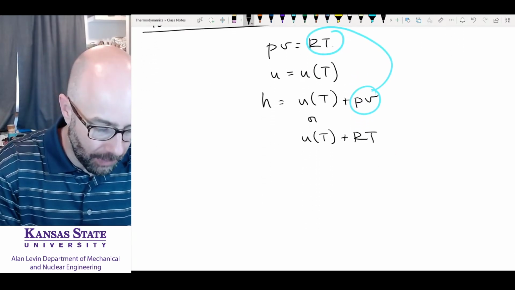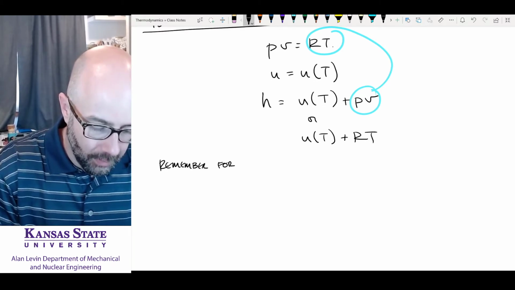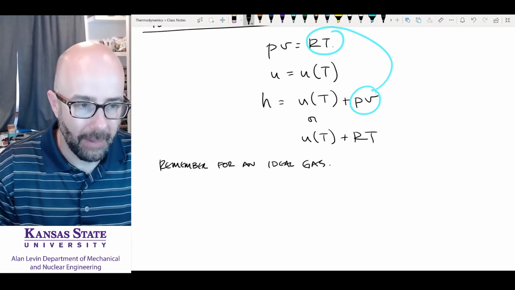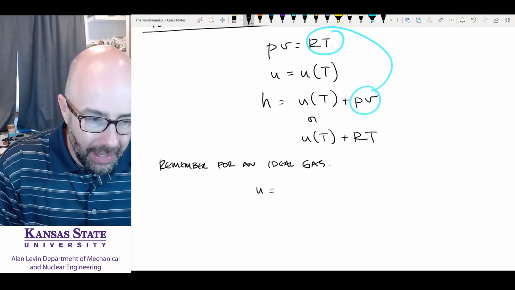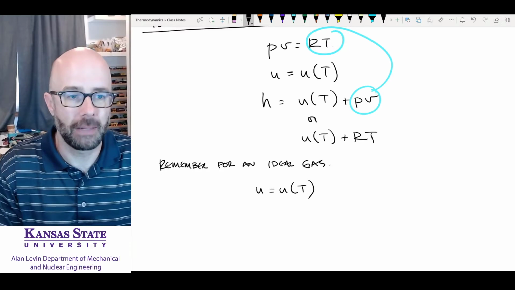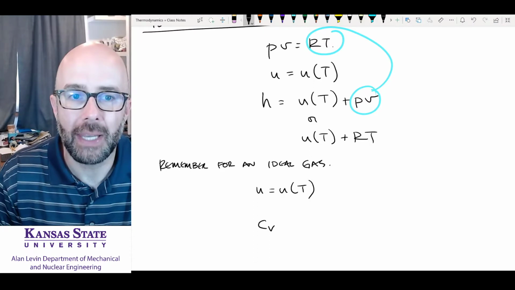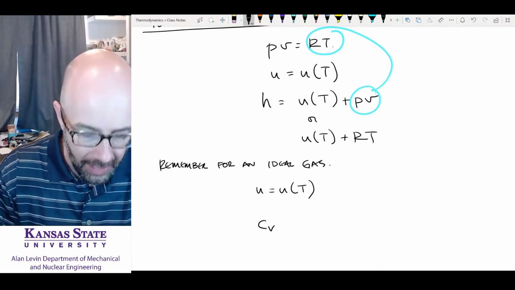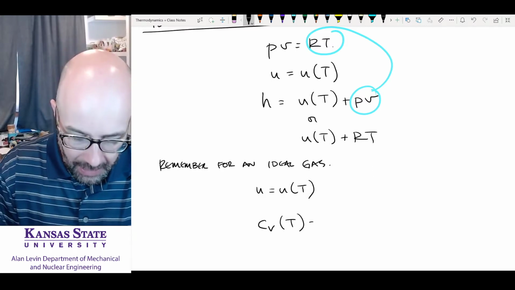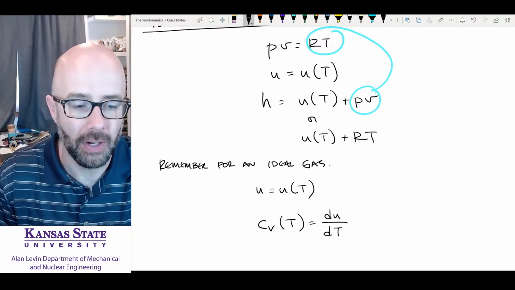Remember this. For an ideal gas, internal energy is a function of temperature. Okay, we just said that it's a function of temperature. And remember this, that C sub V, the specific heat at constant volume, is also a function of temperature. Not time, temperature. This equals du over dT, the change in internal energy over dT.